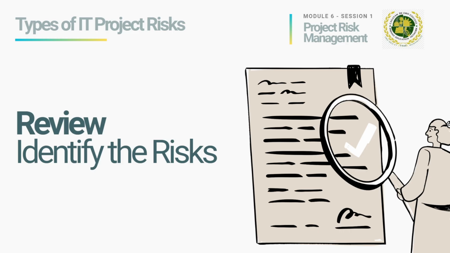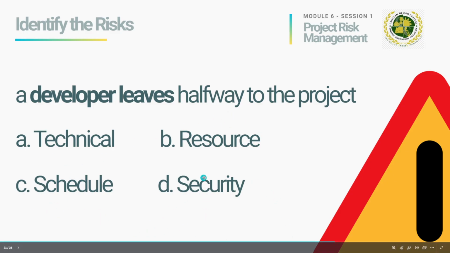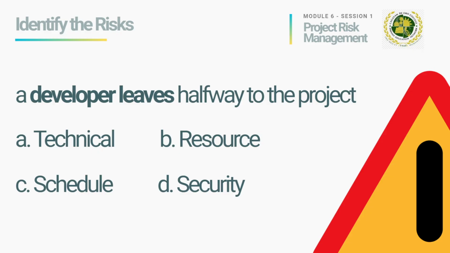Now, before we go on with our activities, let's review first the topics that we discussed earlier. Again, a developer leaves halfway through the project. Now, can you guess what type of risk this scenario has? A developer leaves halfway through the project. Is it A, technical, B, resource, C, schedule, or D, security? I'll give you 5 seconds. You can just pause the video to answer this question.